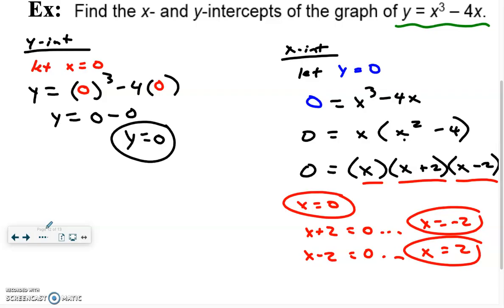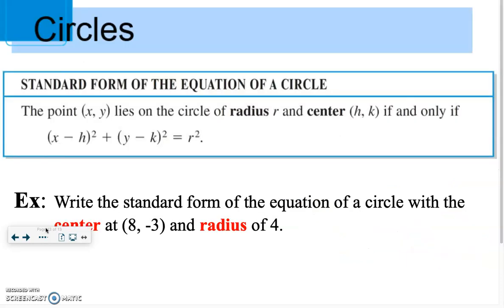If we know that these are the intercepts, do you suppose we could draw a pretty accurate graph? Much more accurate graph now, for sure. Okay, and that's kind of where we go.